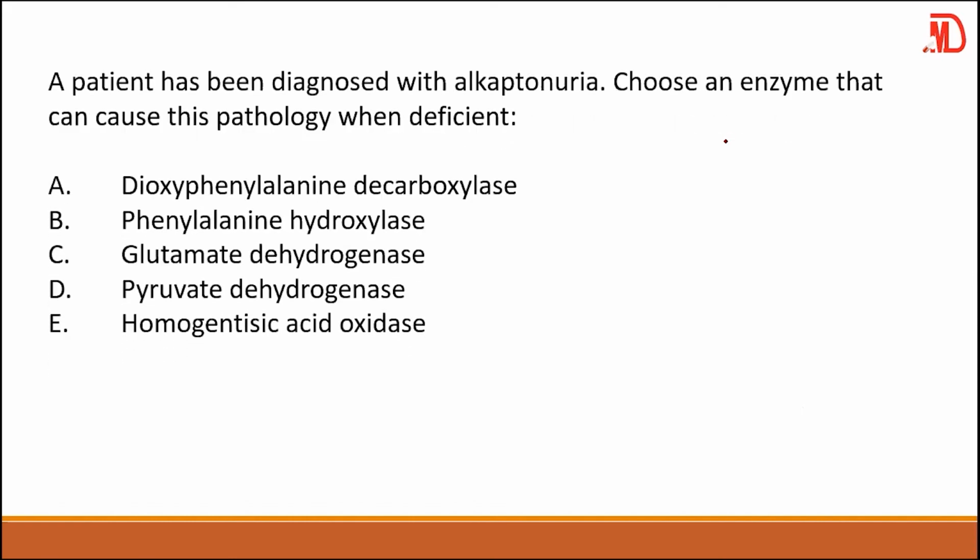A patient has been diagnosed with alkaptonuria. Choose an enzyme that can cause this pathology when deficient. That means that if you don't know the meaning of this, probably your answer will be wrong. So, usually, alkaptonuria is also known as homogentisuria. That's another name for alkaptonuria.